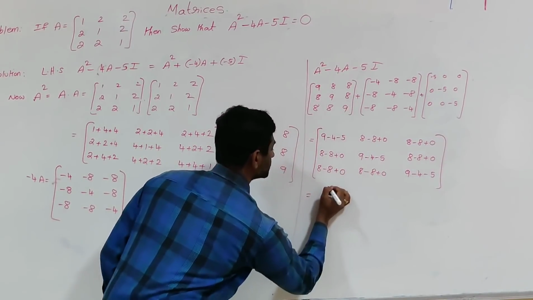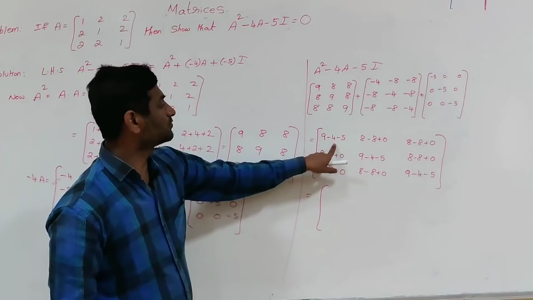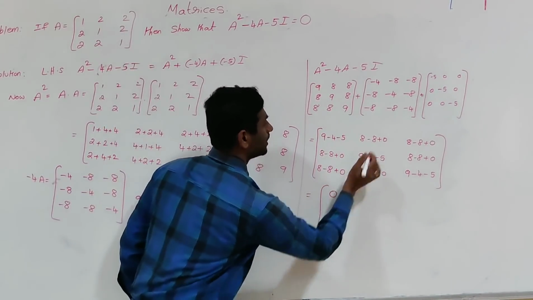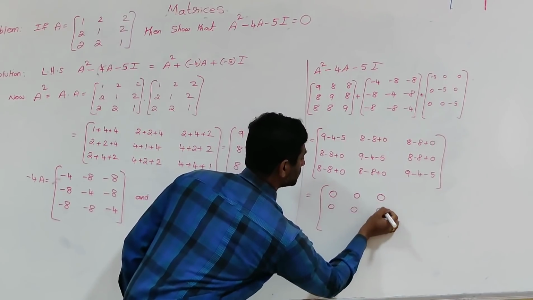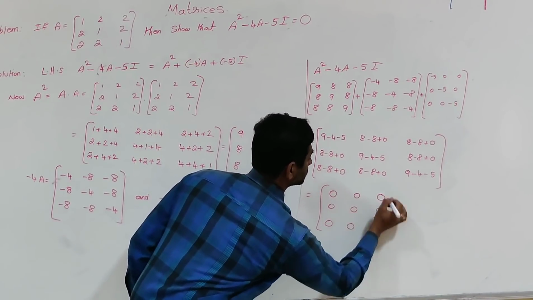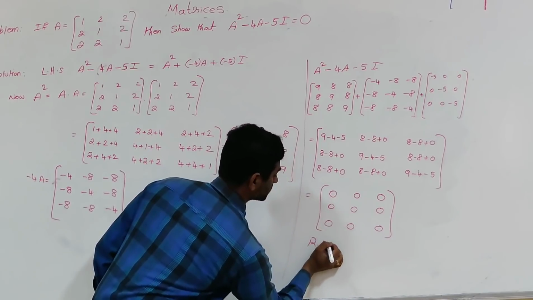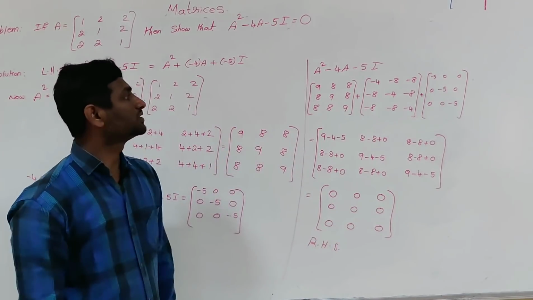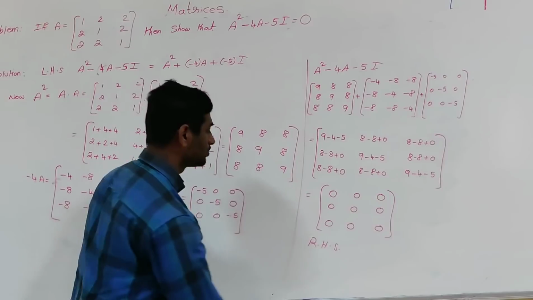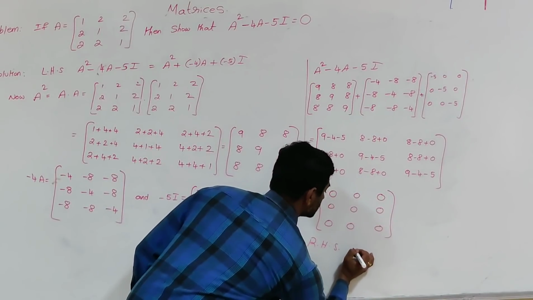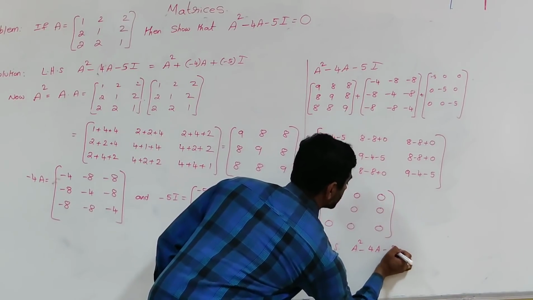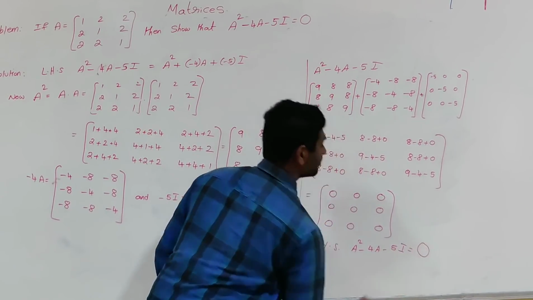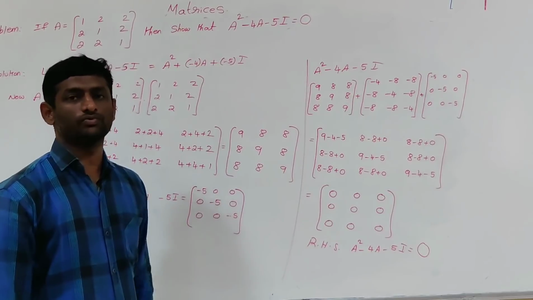So what matrix does it give? 9 minus 4 minus 5, 0. 8 minus 8, 0, 0, 0, 0, 0, 0, 0, 0, which is RHS. Hence A square minus 4A minus 5I is equal to what? What we can conclude is A square minus 4A minus 5I is a zero matrix. That is our proof. Next question.